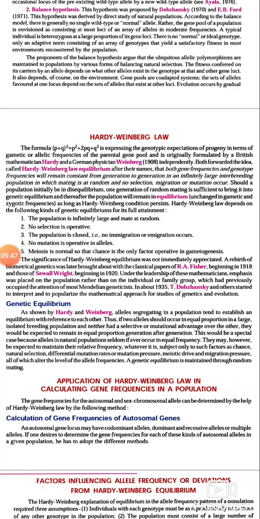Hardy-Weinberg law depends on the following kinds of genetic equilibrium for its full attainment. First, the population is infinitely large and mates at random. Second, no selection is operative. Third, the population is closed, no immigration or emigration occurs. Fourth, no mutation is operative in alleles. And fifth, meiosis is normal, so that chance is the only factor operative in gametogenesis.